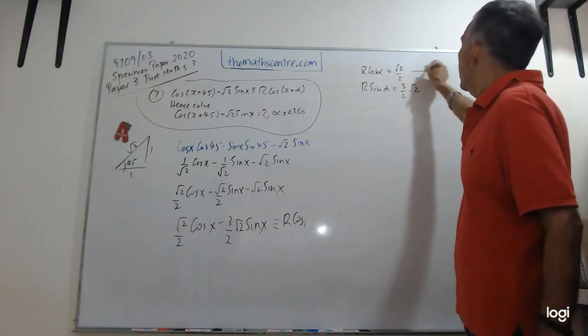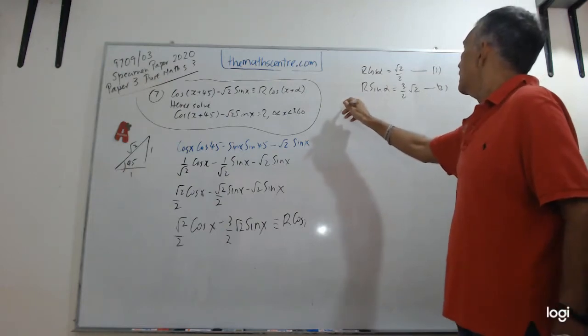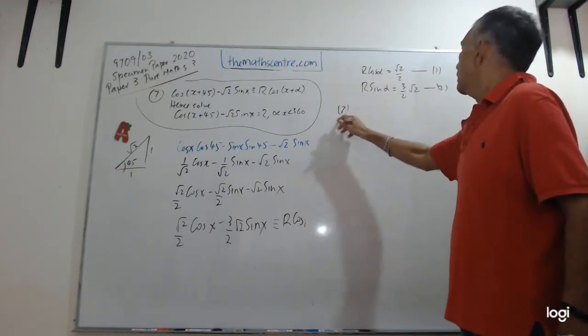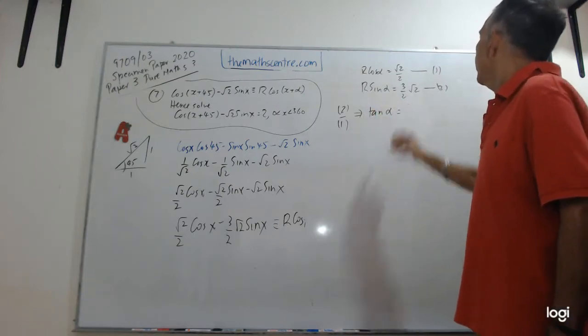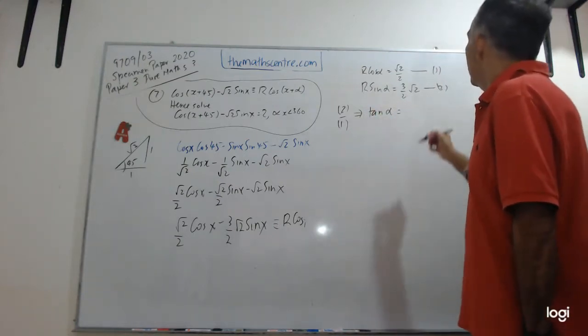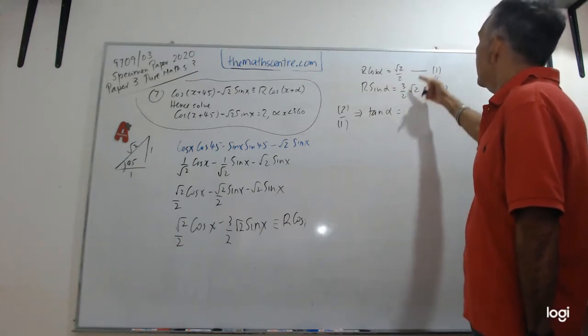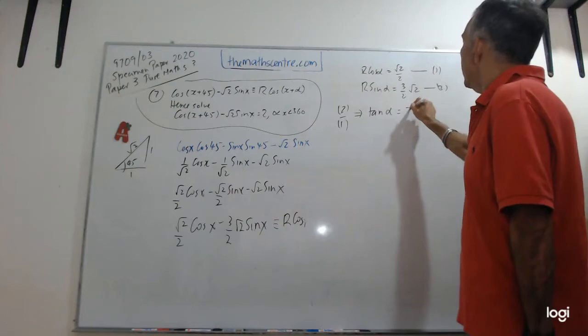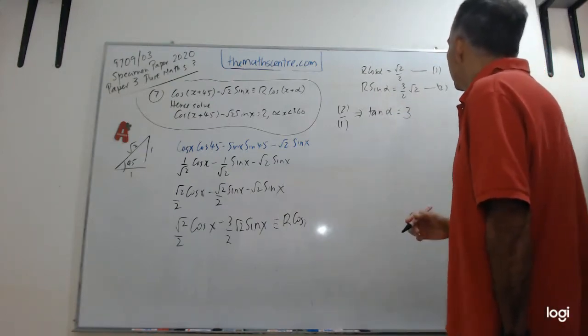So if you like, we can call this equation 1 and equation 2. So take 2 divided by 1. 2 divided by 1, we are going to get what? Sine alpha over cos alpha. And we will get, that looks good, this is 3x. Okay, 3x divided by x, we will get 3. So tangent alpha is 3.